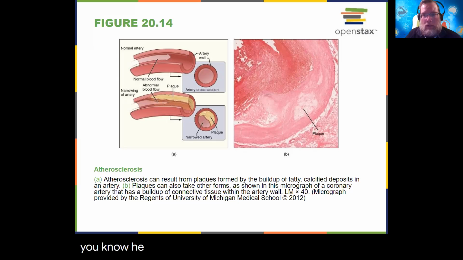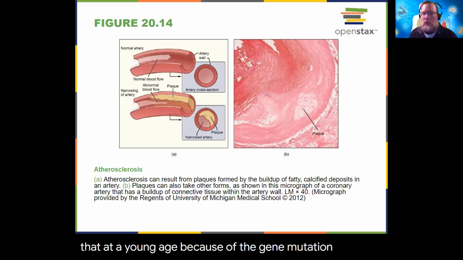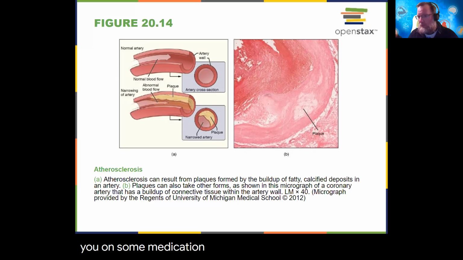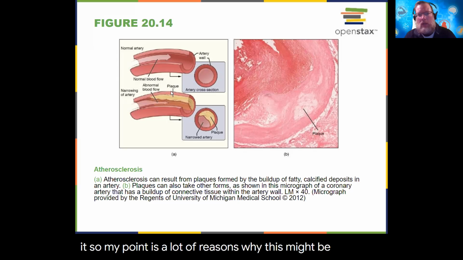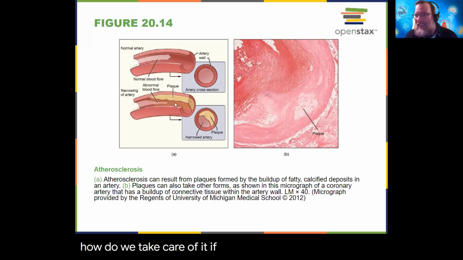he could have the best diet in the world and it may still lead to that at a young age because of the gene mutation. So we put you on some medication and keep you watching your diet and activities, and man, you'll live till you're 80 or 100. So anyway, my point is, there's a lot of reasons why this might be there. How do we take care of it if it is there?